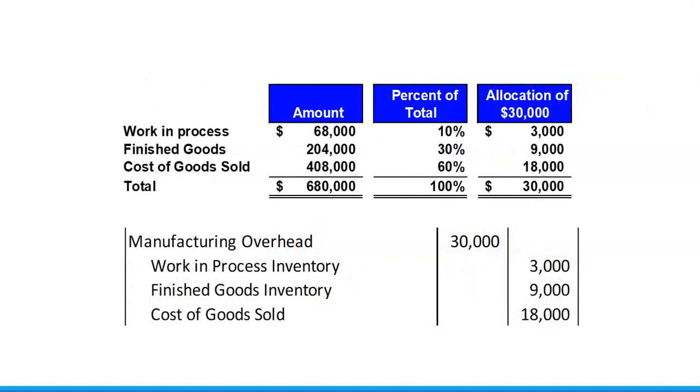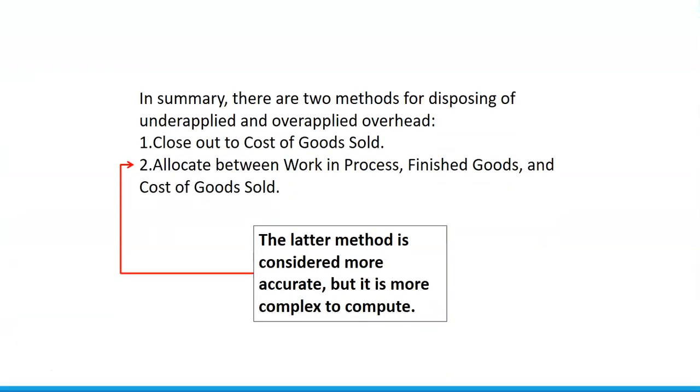So that journal entry then is a debit to manufacturing overhead and credits to work in process inventory, finished goods inventory, and cost of goods sold. If we had under applied overhead, then this journal entry would be flipped. We would credit overhead instead of debiting it, and we would then put the other amounts into the different accounts.